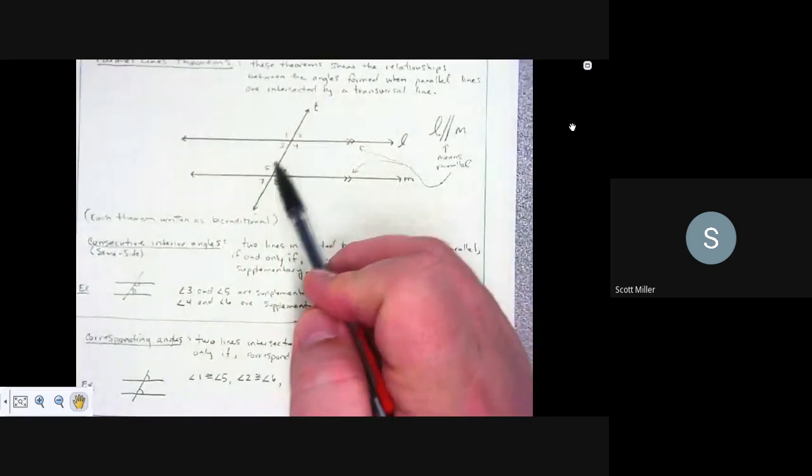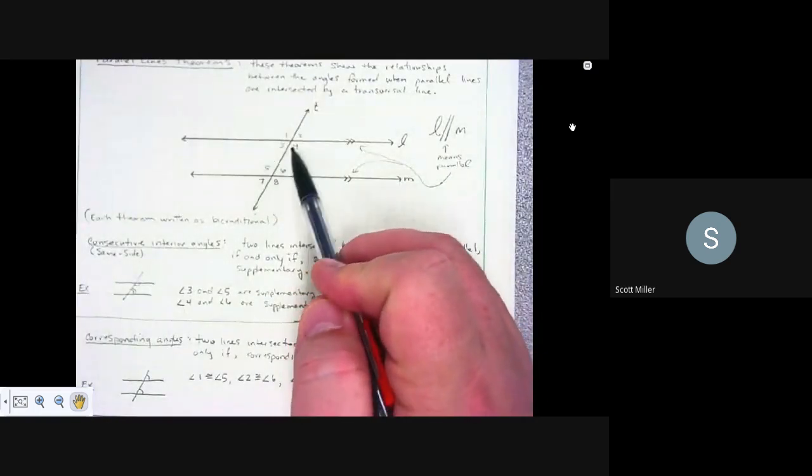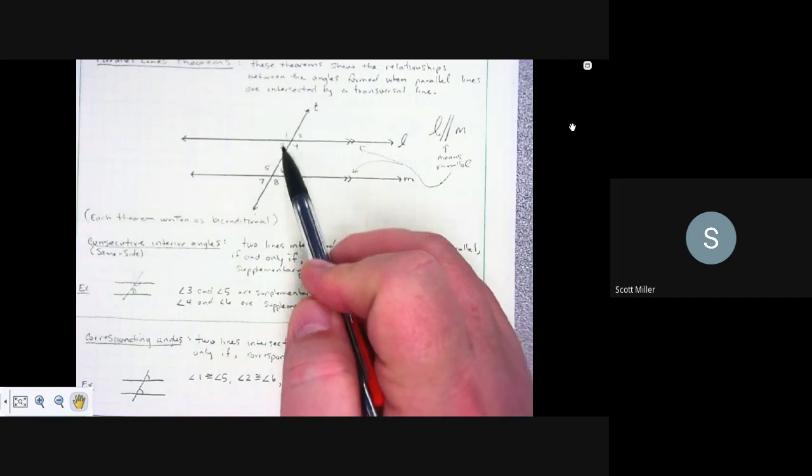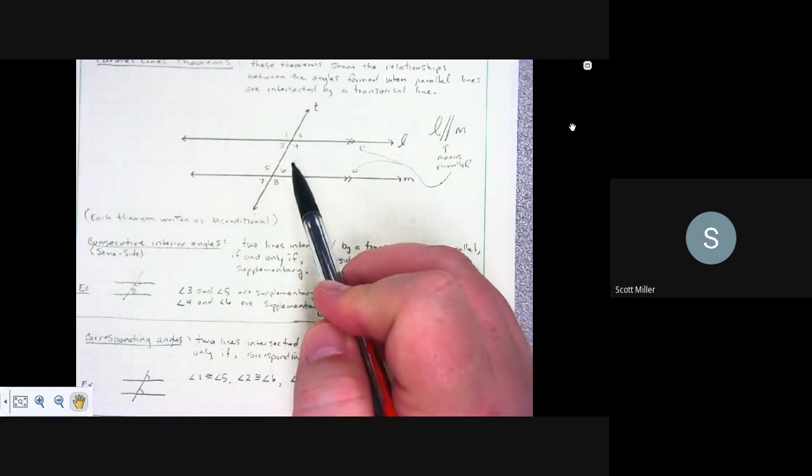Alternate interior angles. Alternate means on different sides of the transversal. Interior means between the two parallel lines, like so. So in our picture up here, that means 4 and 5 will be congruent, and 3 and 6 will be congruent. Alternate interior angles.